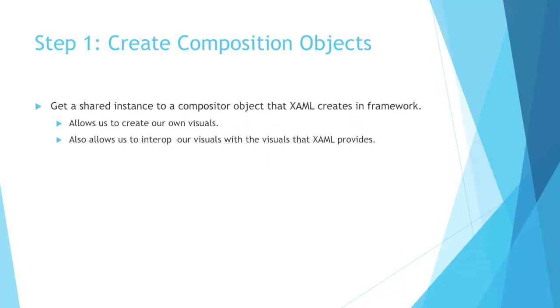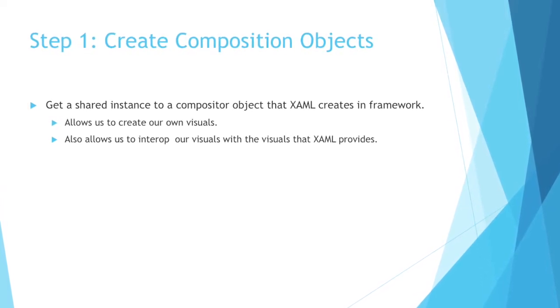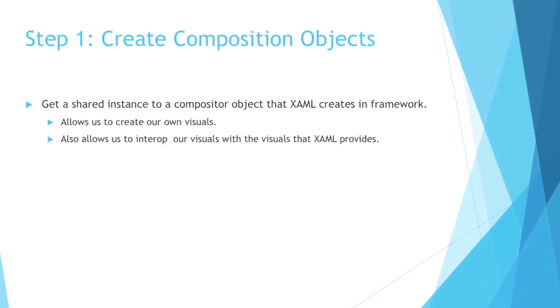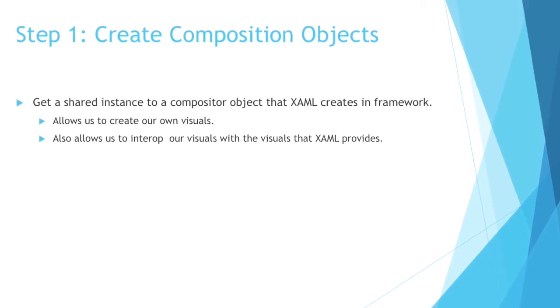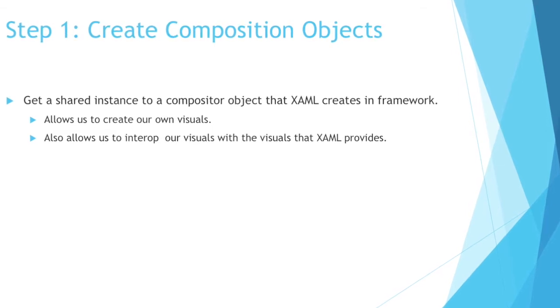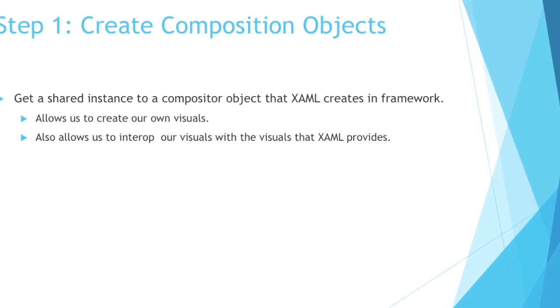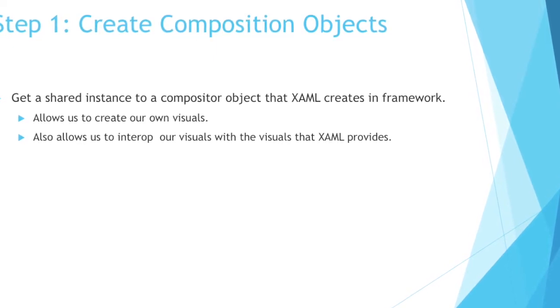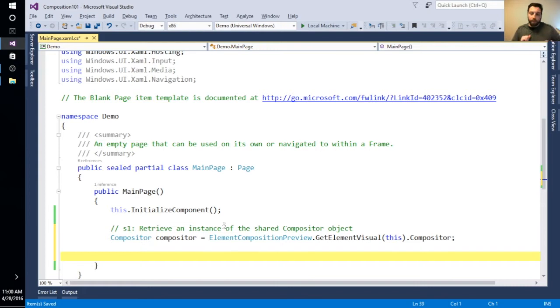So the first thing that we need to do is we need to be able to create composition objects. And the way that we do that is we use a shared instance of a compositor object that XAML creates on our behalf in the framework. And the reason that we want to get an instance of that specific compositor, because we could new up our own, is we want to be able to interop with the same visuals that XAML provides. Having that shared instance allows us to create our own visuals, but then we can interop them with XAML's visuals as well. And so I'm going to write a line of code here, and we're basically going to try and unpack this to understand what's going on here.